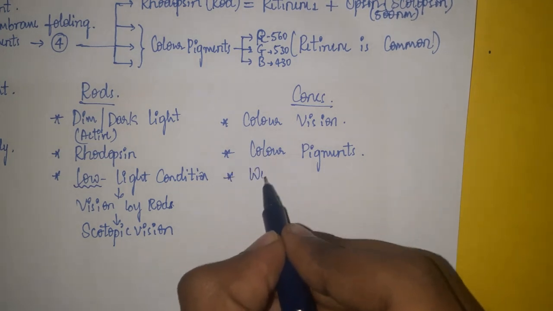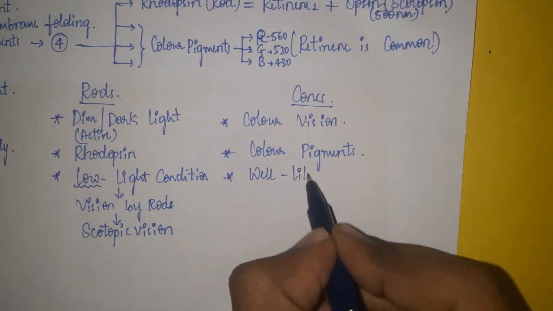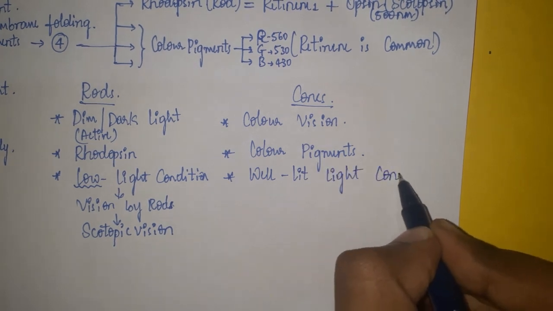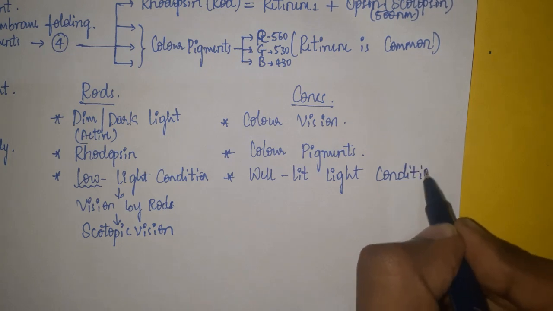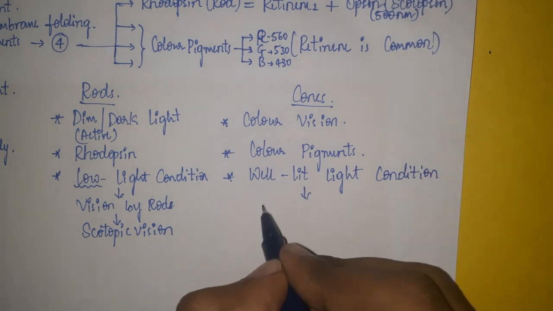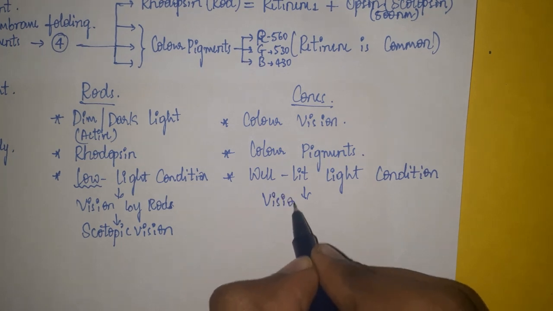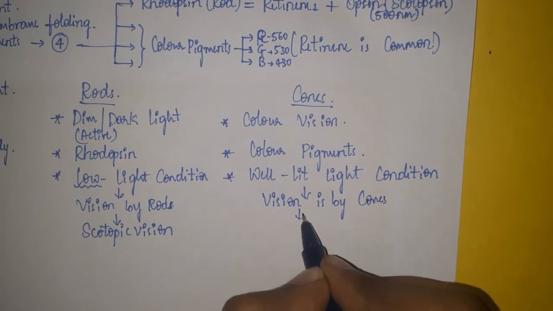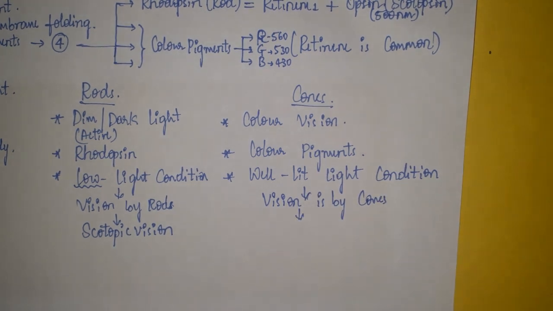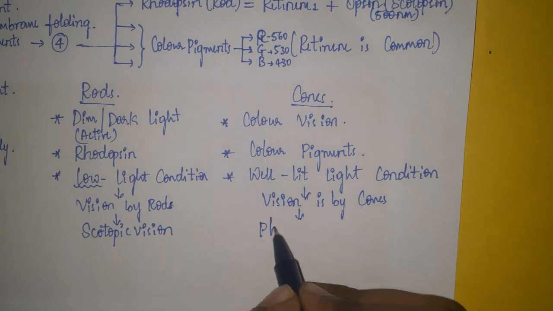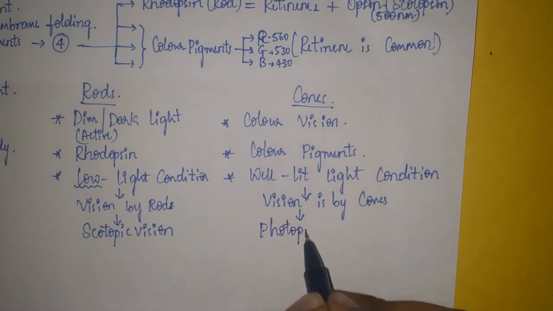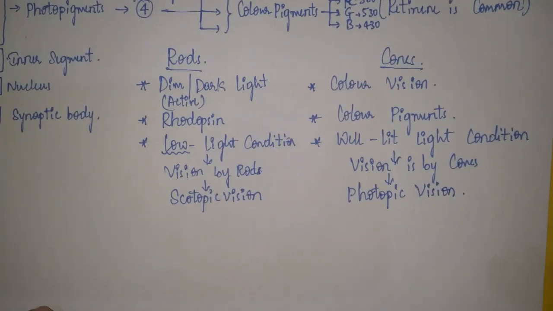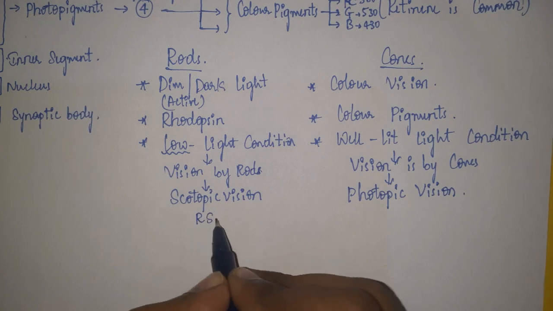And well lit condition means the light is more. In this condition, vision is by cones. And this vision by cones has a separate name called photopic vision. The memory trick is RS. The other one you can remember as well.